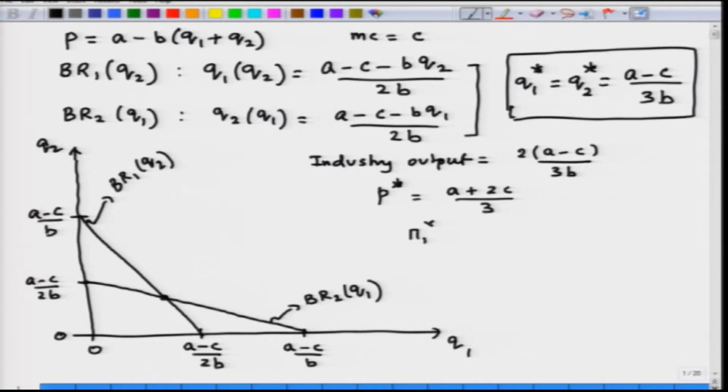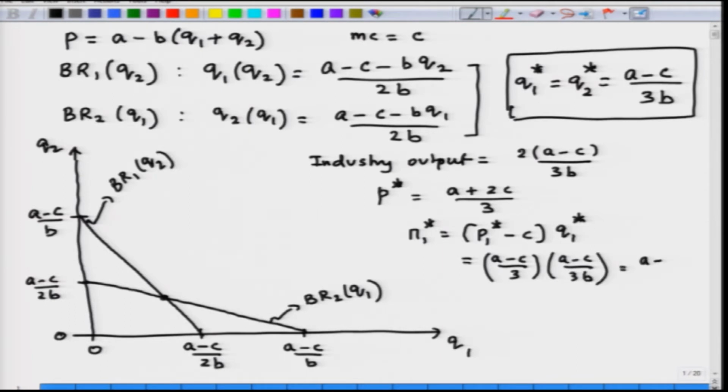Which then implies that the profit of firm 1, which is (P star minus C) times Q1 star, where Q1 star is its Cournot output, is given by ((A plus 2C) upon 3 minus C) times (A minus C) by 3B. That gives us (A minus C) whole square by 9B, and by symmetry firm 2's profit also turns out to be (A minus C) whole square by 9B. So, the total industry profit is 2 times (A minus C) whole square by 9B.